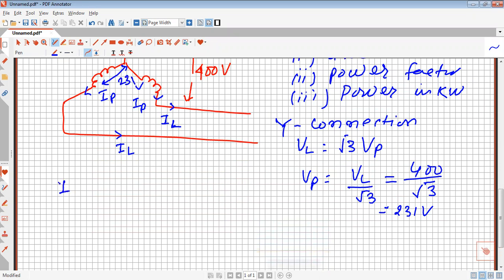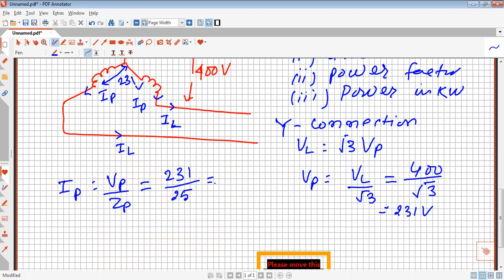Phase current will be equal to phase voltage divided by impedance of the phase. Phase voltage is 231, and phase impedance, already calculated, is 25. After dividing it by 25, we will get 9.24 ampere. So this current is calculated.